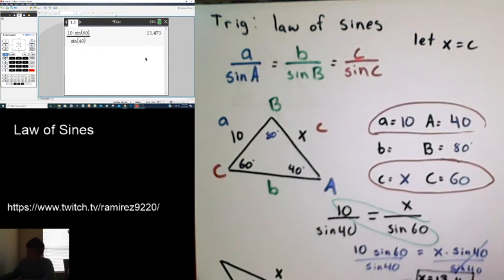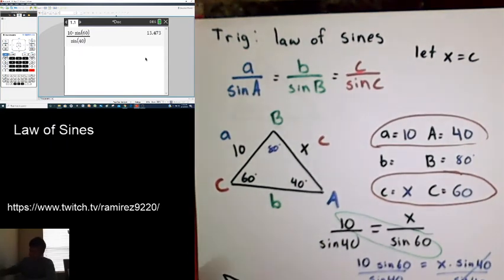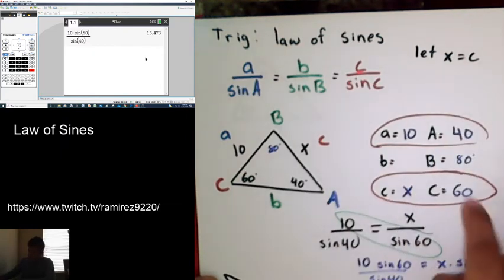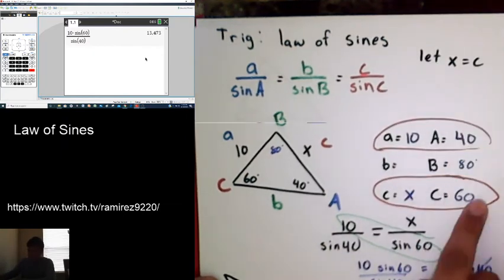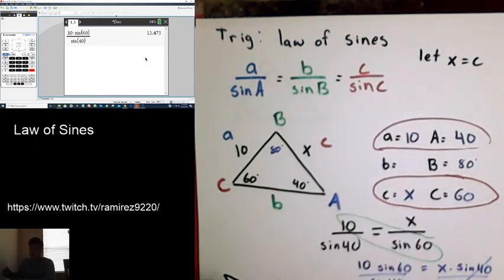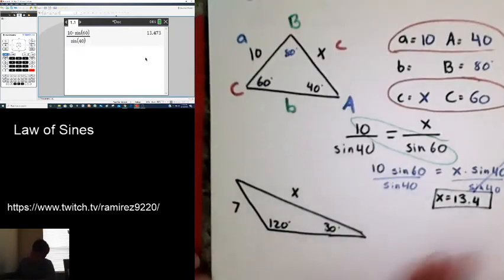Always ask yourself if your answer makes sense. In this case, it does. Because between these two, the 60 is a bigger angle. So you would expect this to be greater than 10. It is. Perfect. All right, let's go ahead and do one more here.